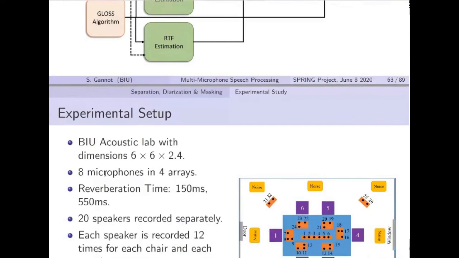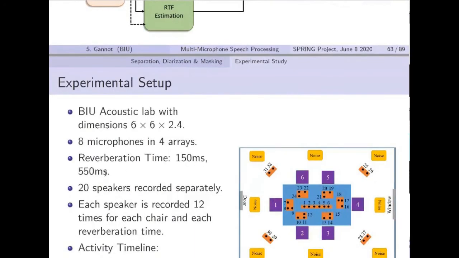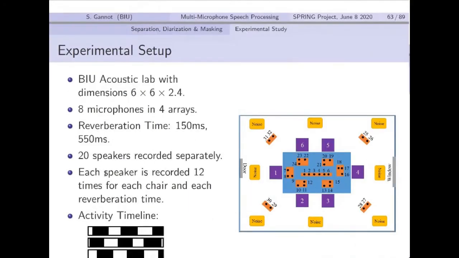So let's also talk about the real experiment that we did in our lab, unless there are questions.